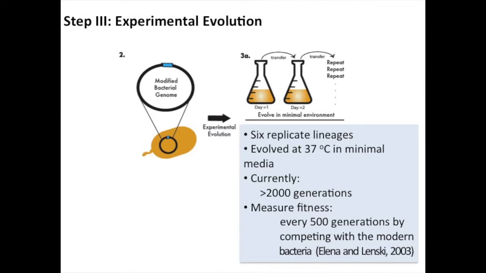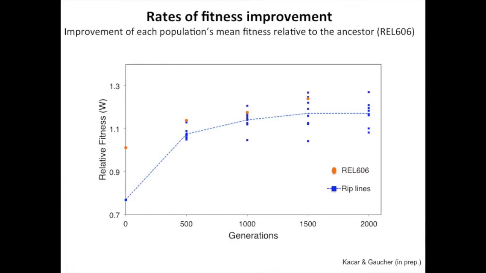Okay, so that's what's shown on this slide right here. On the x-axis we have generations. So this is where we started. This is day one, where we inserted the ancient gene in place of the modern gene. And here is the relative fitness to the wild type E. coli. And as you recall, we have a fitness of about 0.78 here when we put in the ancient gene.